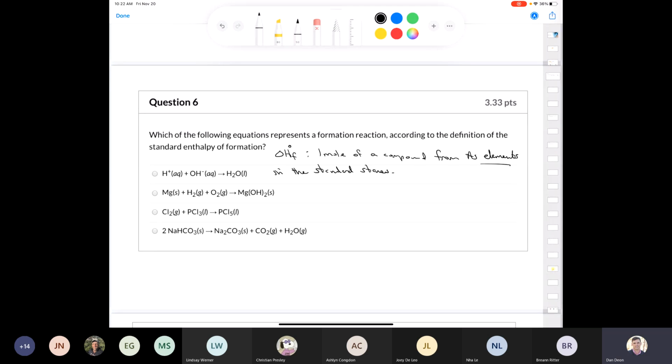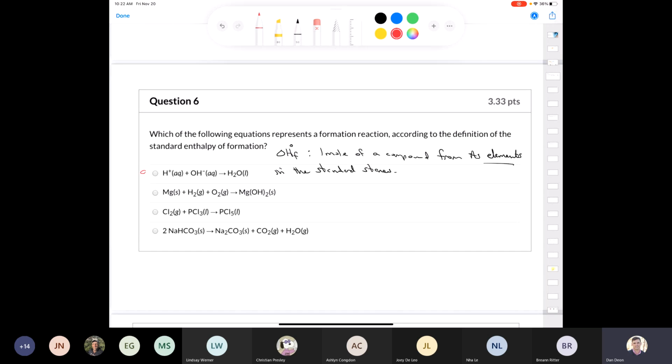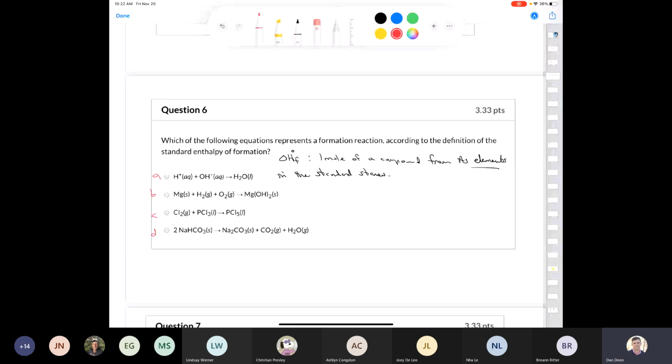I'm going to give you a second, and if we label these, we'll call them A. Anybody have a suggestion? So which one of these is most reasonable?